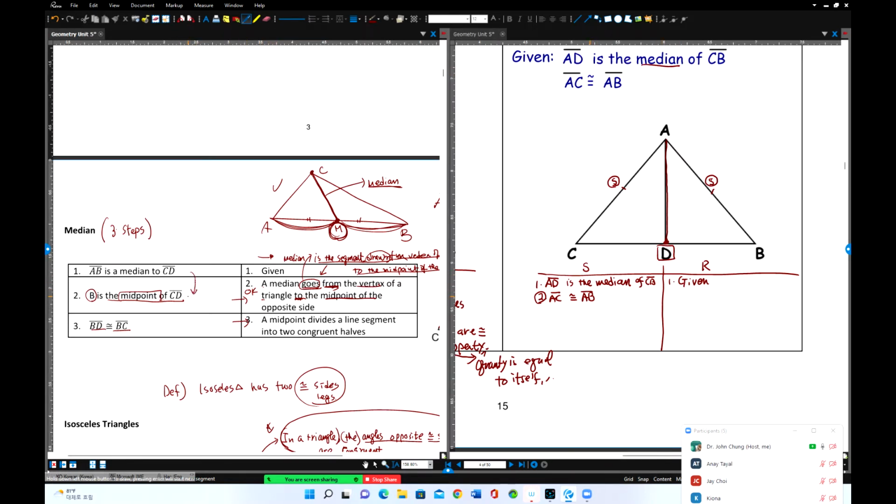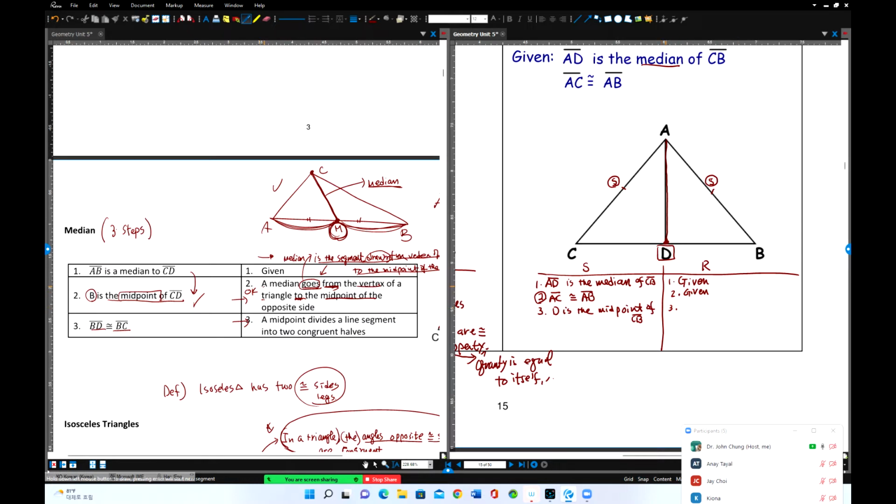Can you see that over here? Median, next step is what? D is the midpoint. You have to say that. This is given 2. The 3 from the median, you can say D is the midpoint, exactly the same as this one. Nothing else. D is the midpoint of CB, or just the midpoint is okay too, because everyone knows this is the midpoint of CB on the figure.